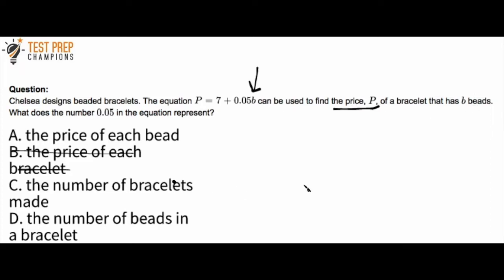So we can rule out the number of bracelets made, the number of beads in a bracelet. It's the number of beads, yeah. D is the number of beads in a bracelet. Again, if there's 10 beads, that's what B would represent. We can rule that out because 0.05 does not possibly represent B beads. So basically, we're left with C and A, and we're down to a 50-50 right now.